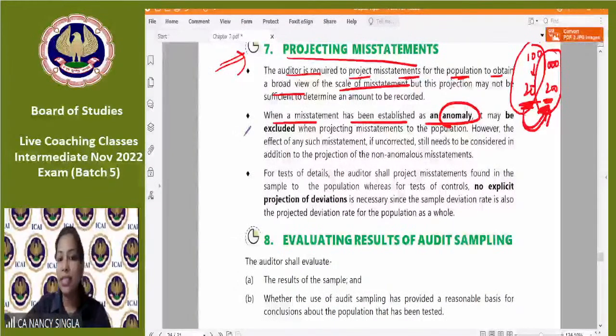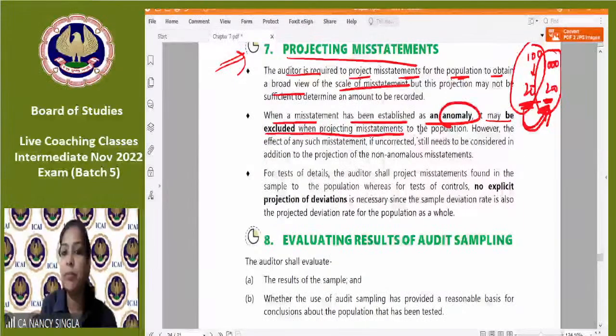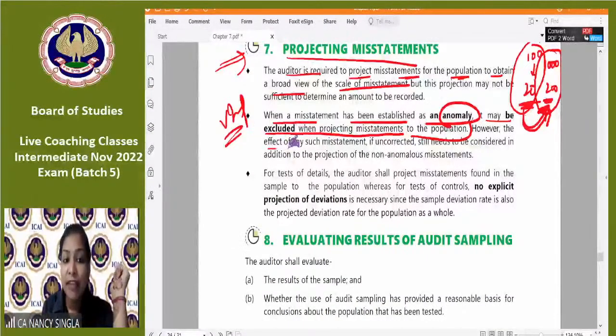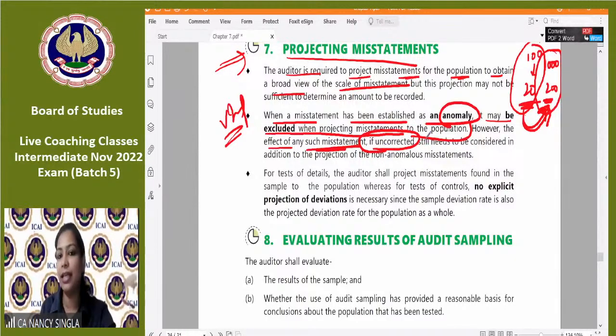ठीक है? So when a misstatement has been established as an anomaly, it may be excluded when projecting the misstatements to the population. Very very important. True false में भी आ सकता है. ठीक है? तो उसको exclude कर दो. ठीक है? But when you are calculating the total misstatement, तब तो you will consider it ना. आप project नहीं करोगे उसको on the entire population. However, the effect of any such misstatement, if uncorrected, if that has not been corrected, still needs to be considered in addition to projection of non-anomalous misstatement.